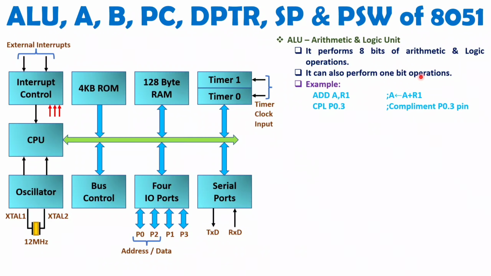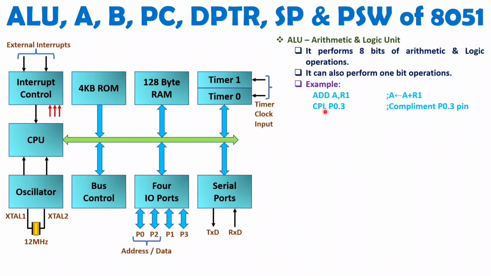Let me give you some examples so that it gives you more clarity. For example, when you execute ADD A, R1, all you do is add accumulator A with R1 and the result gets stored inside A. You should know, my dear students, A and R0 to R7, all the registers have a size of 8 bits. So here we have performed 8 bit addition.